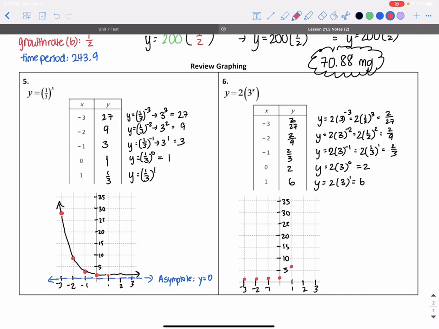I'm going to connect these, and the way that it's going to look when I connect them is I'm never ever going to touch the x-axis, no matter how negative my x is, going to negative infinity. So my asymptote is y is equal to 0.